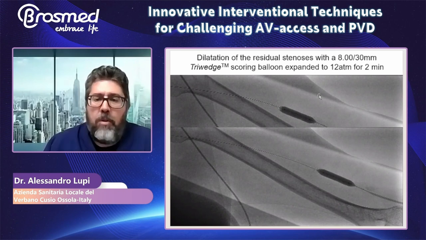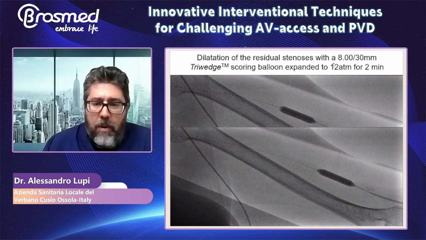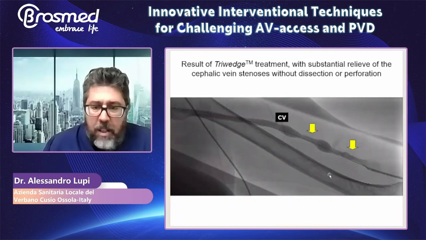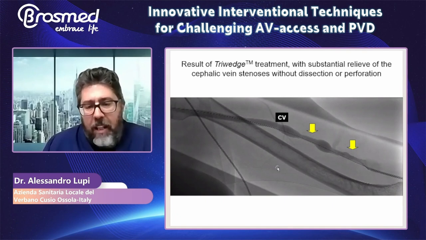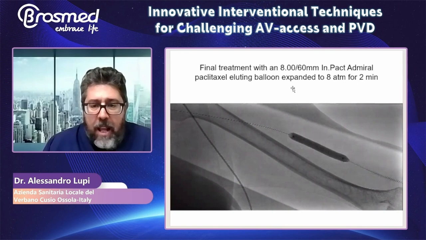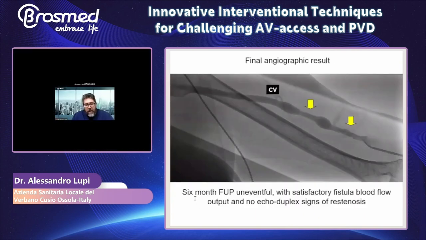We did not have a longer size, but we could have done this with a longer balloon. We used this 8 mm Tri-wedge scoring balloon expanded at 12 atmospheres for 2 minutes. And here are the results. You can see a really good result, similar to the caliber of the native vein that we are going to treat. Then we used a paclitaxel eluting balloon, and this is the final result.